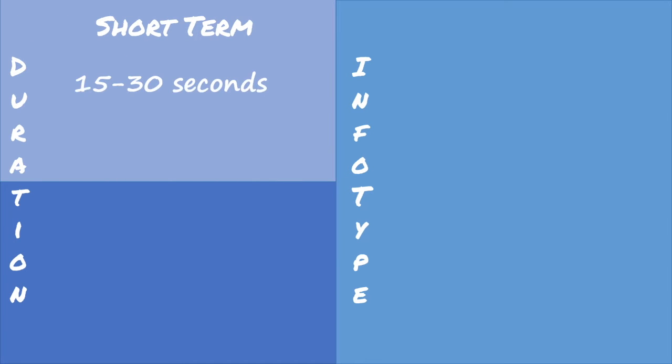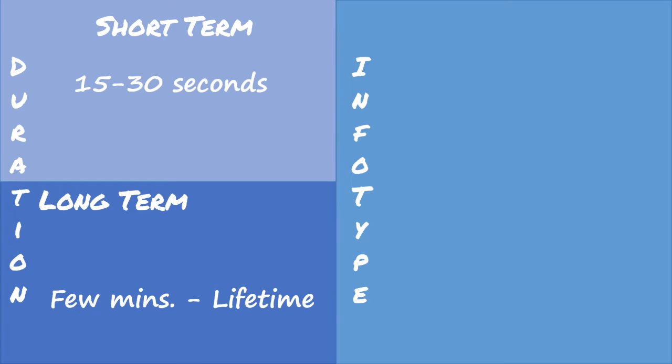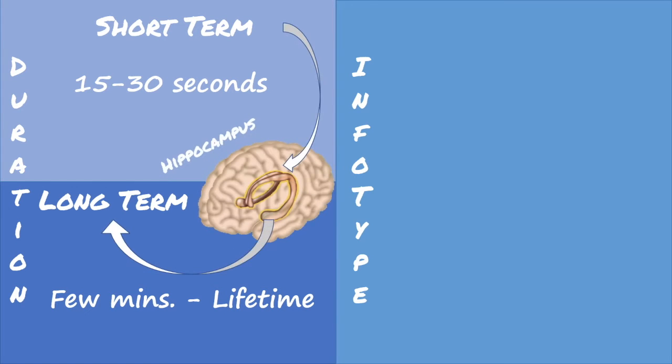Memory refers to a large number of cognitive functions that can be further characterized on the basis of their duration and by the types of information being stored and recalled. A duration-based categorization of memory-related functions allows us to classify memory as either short-term memory, which lasts anywhere from 15 to 30 seconds, or long-term memory, which lasts anywhere from a few minutes to a lifetime. When discussing short and long-term memory, it's important to talk about the hippocampus, the part of the brain that's responsible for moving information from short to long-term memory.